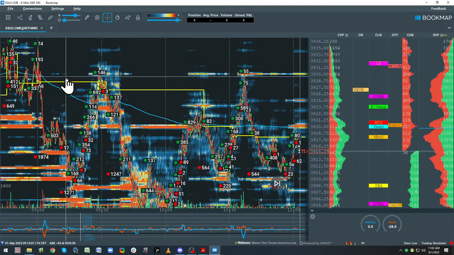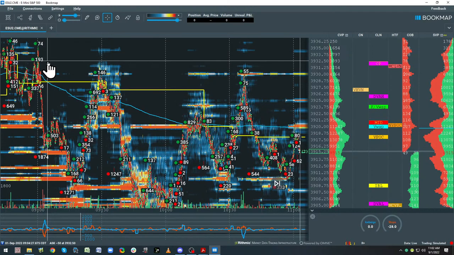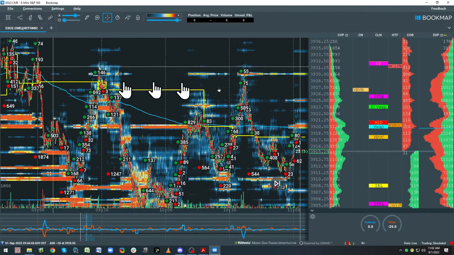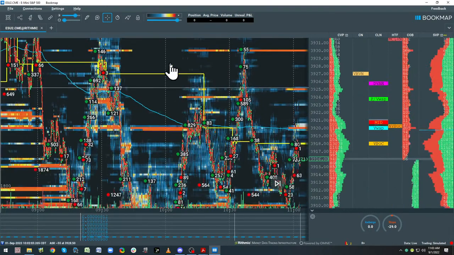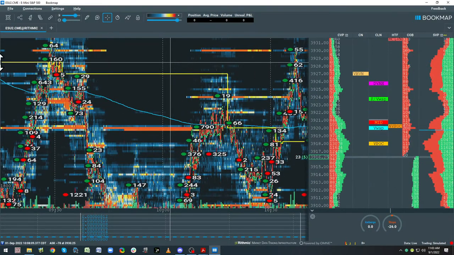Let me just zoom in a little bit more for you. This is the outside edge. There's your open. See the book? Right here. This means there's a seller sitting up here. So I'm looking at that. It comes into the book.